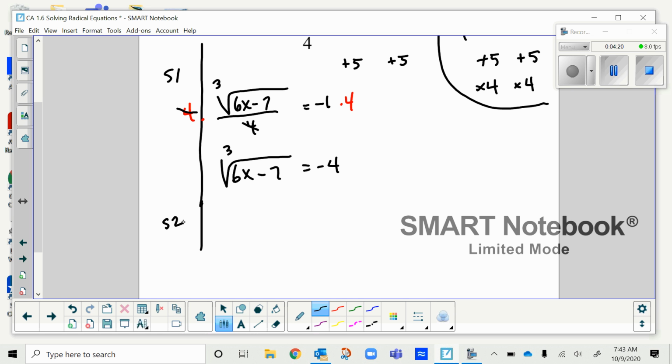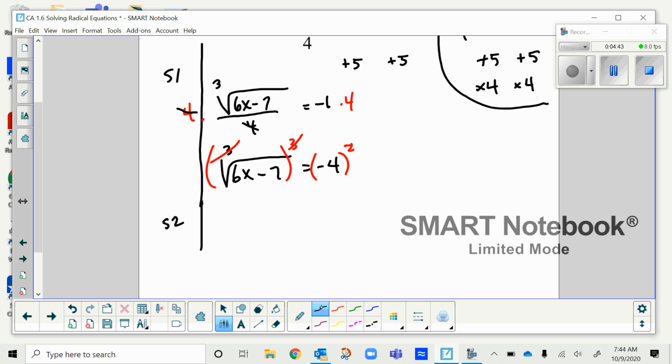And now step 2 is to apply the power needed to cancel out the root. Well, the root is a third root. And so the power needed to cancel that out is a power of 3. Just like squaring cancels out a square root, cubing cancels out a cube root. And because it's an equation, you can't just do it to the left side. You have to also do it to the right side. It keeps it in balance.